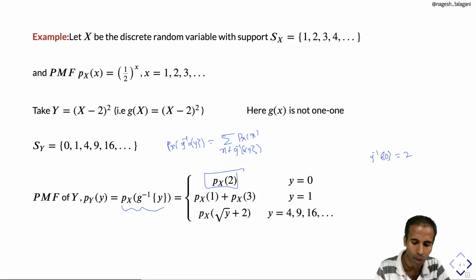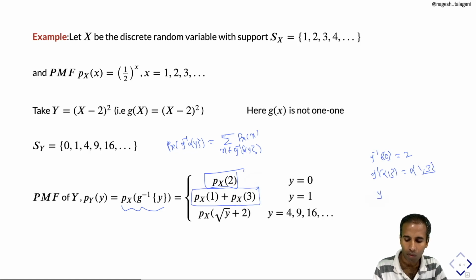When y equal to 1, the g inverse of singleton 1 consists of only two elements, 1 and 3. That's why in the summation we have only two terms, that is Px of 1 plus Px of 3. From y greater than or equal to 4 onwards, g inverse singleton y consists of only one element, that is root y plus 2. That's why in the summation we have only one term, that is Px of root y plus 2.